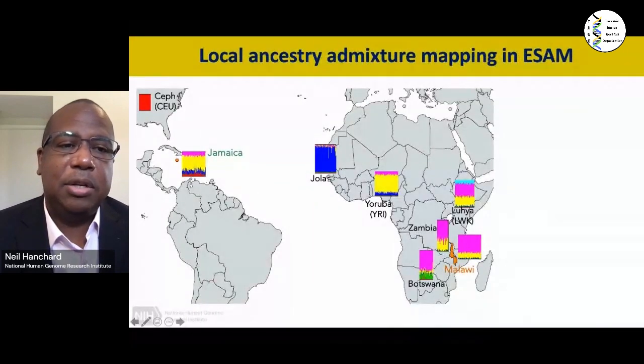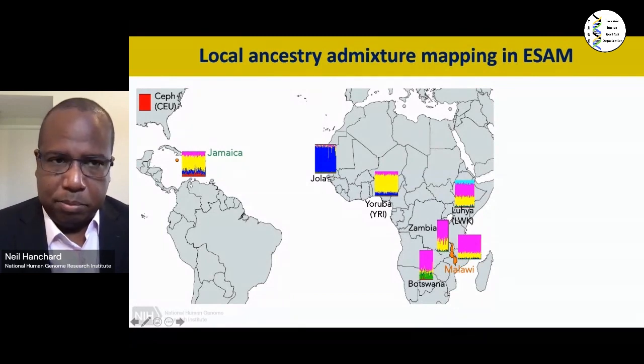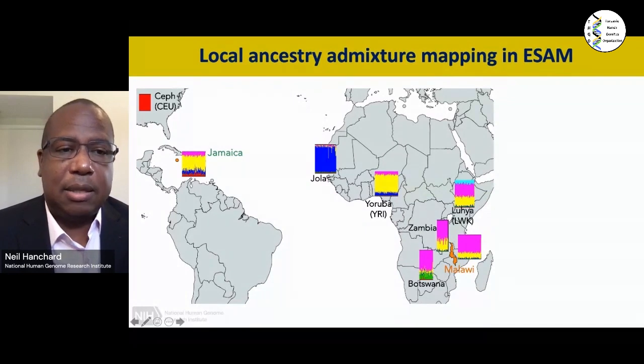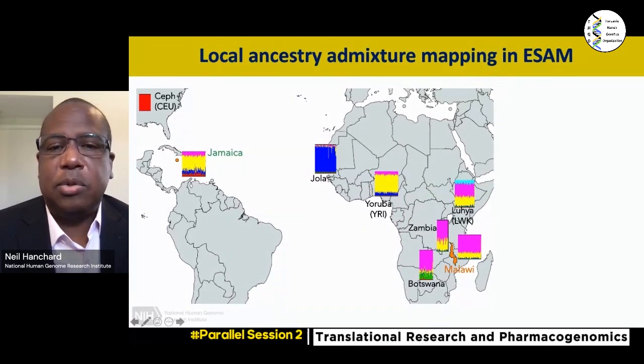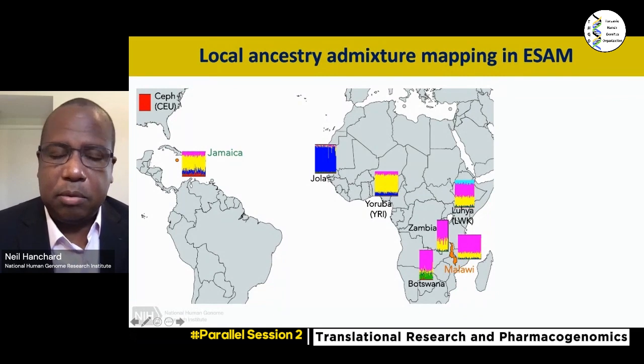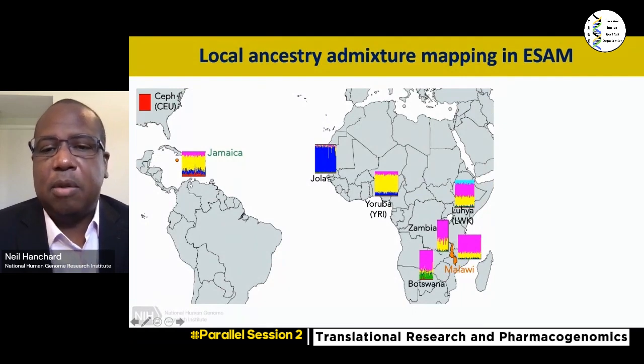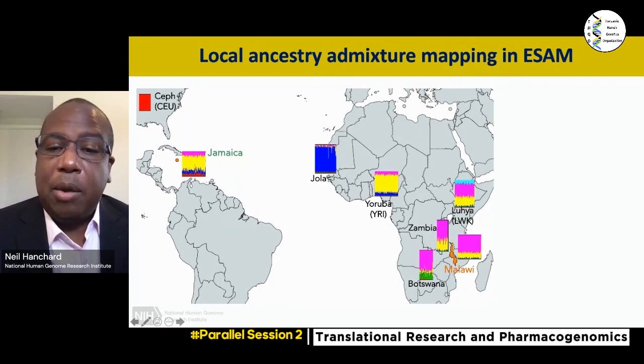So again, here, each column is a different individual, and the different colors represent relative parental ancestries. What you can see is that the ancestry of Jamaica is most closely related to the Yoruba, the West African in Nigeria, which is not unsurprising. And then there's some European ancestry as well, similar to the CEU from Utah. Whereas for Malawi, we see an ancestry that looks a lot more like Central Africa and southern parts of Africa as well.